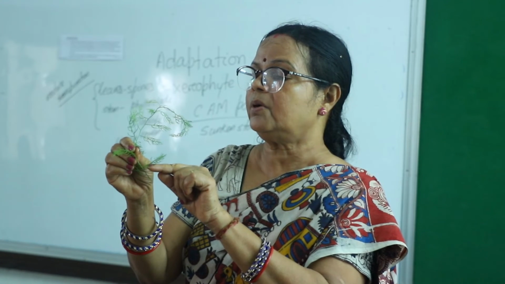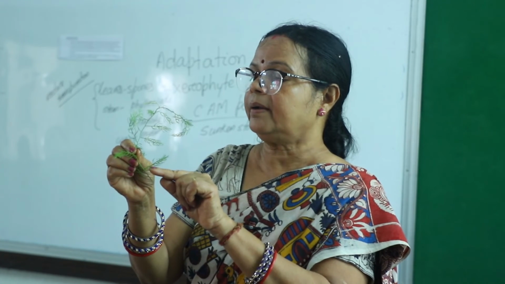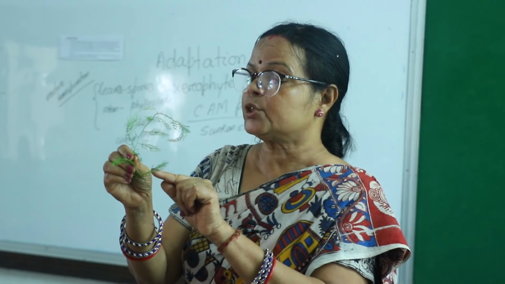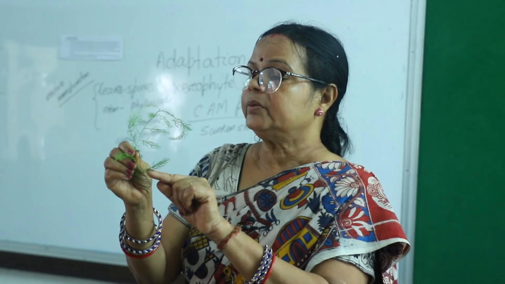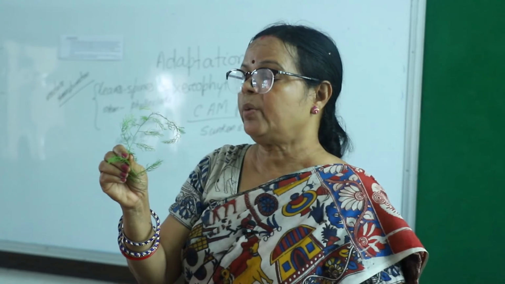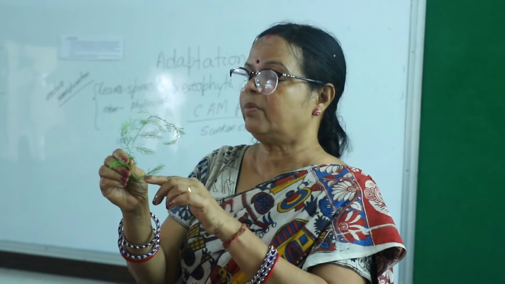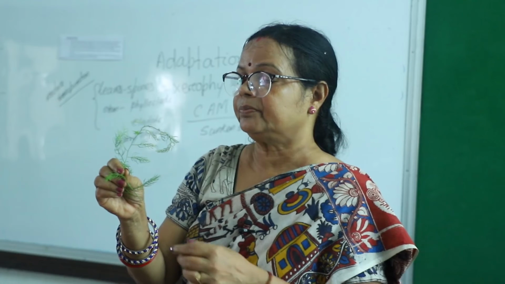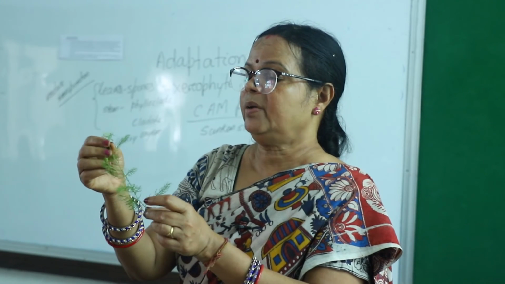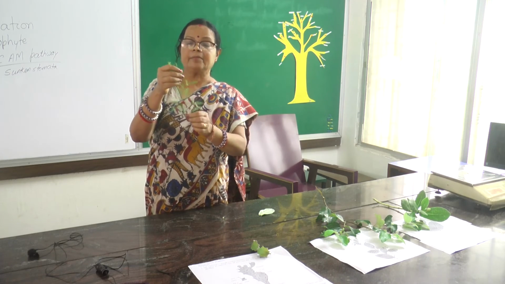So each node has a bunch of branchlets, all green in color. They are devoid of stomata. They carry out photosynthesis, and such a type of adaptation is called cladode. Such a bunch of branchlets is called a cladode. So asparagus is mainly modified for xerophytic conditions. Okay.